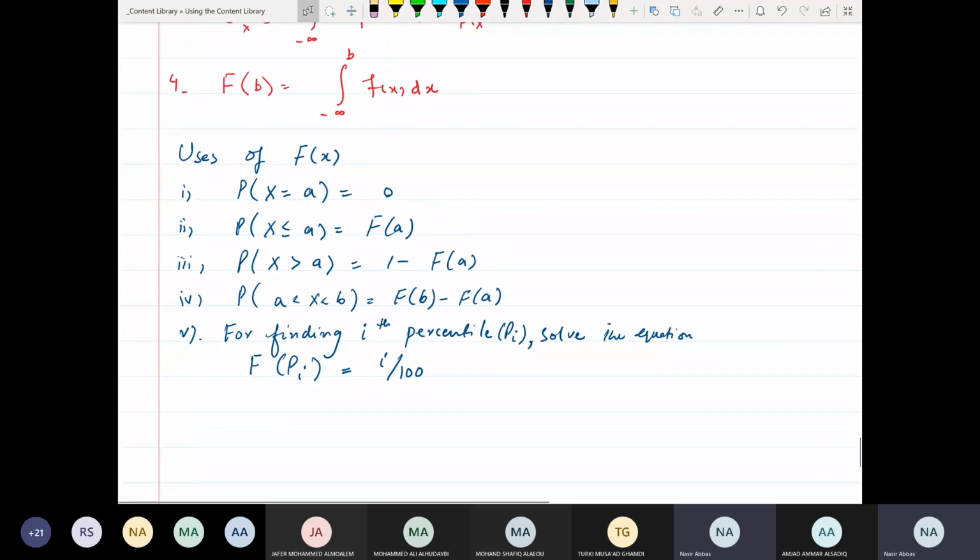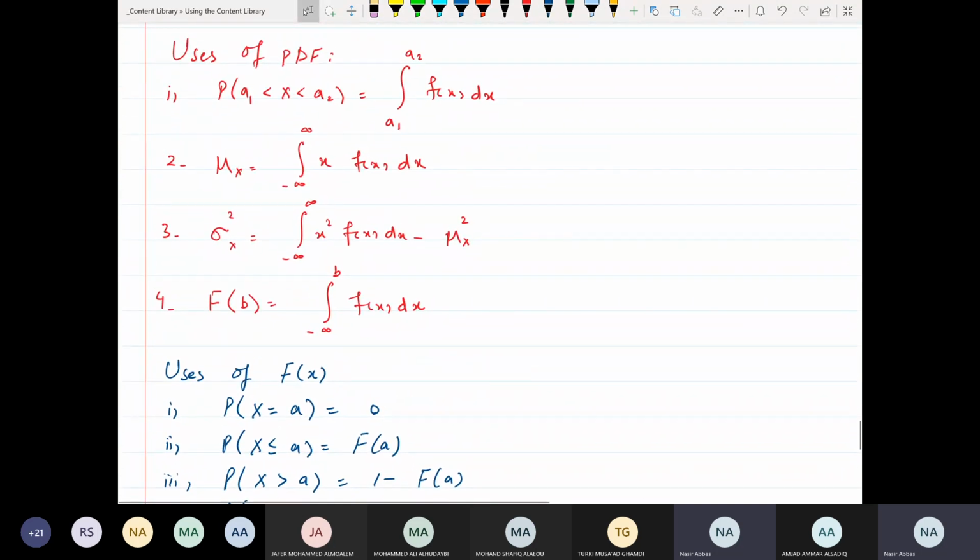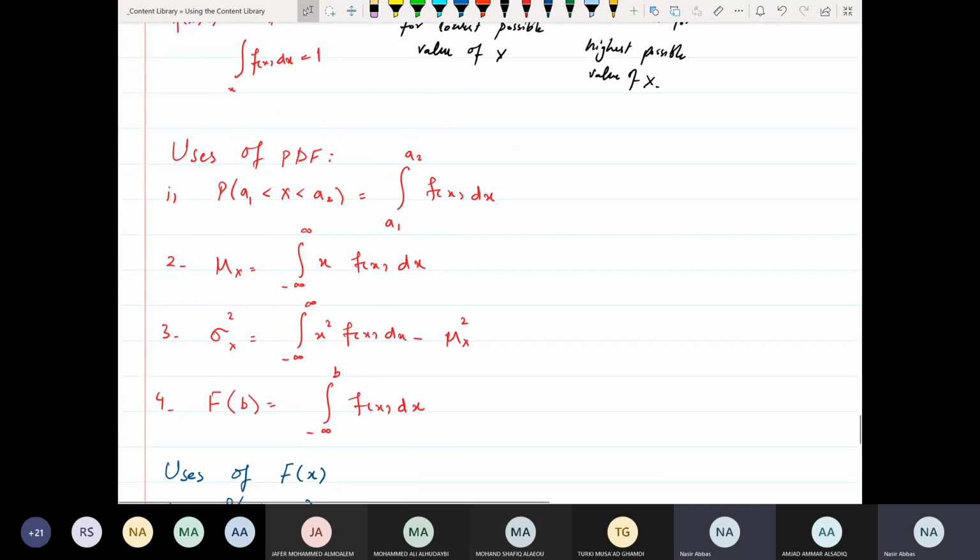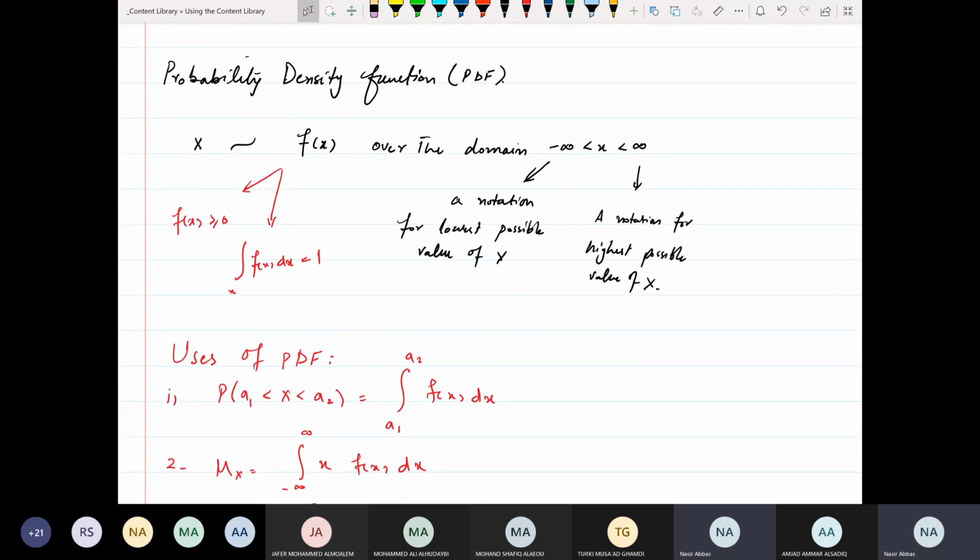Okay, gentlemen, this is the summary of the continuous random variable we have discussed so far. We said that a continuous random variable is said to have following a probability density function f of x if this f of x possesses these two properties: that it is a non-negative function and the integral of this function over the whole domain of x from minus infinity to plus infinity is 1.